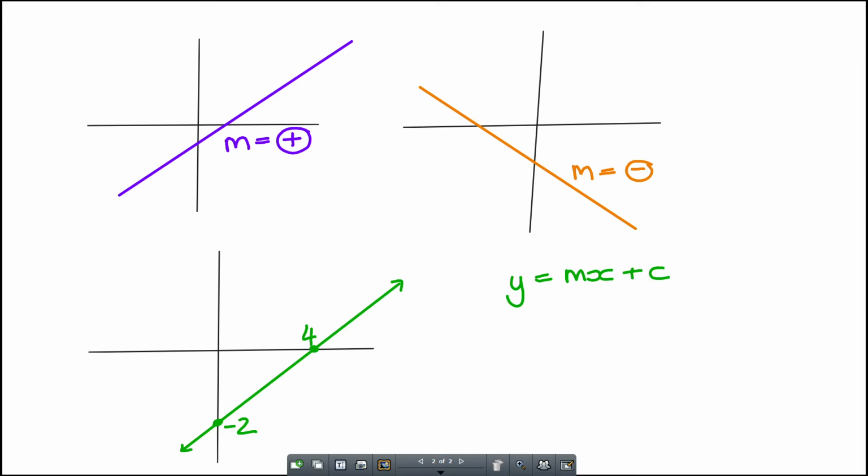Remember, c is my what? Y-intercept. En waar sny hy deur my y-as? By minus 2. Okay, so dadelik kan ek gaan sê, ek weet al klaar dit gaan wees, y is gelyk aan mx en dan minus 2. Nou kort ek nog vir gradient.